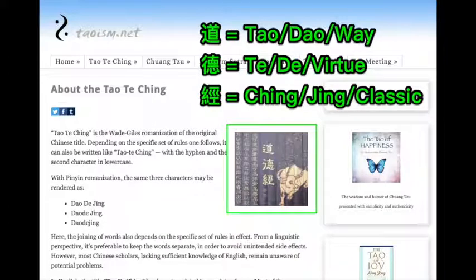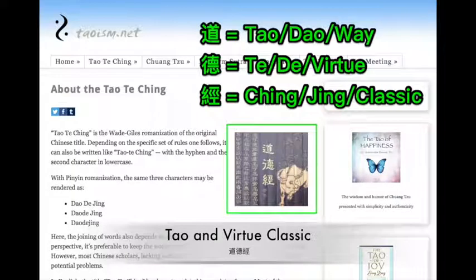Now, what happens when you combine the two halves together? You get Dao De Jing. Now you know the real translation. The real translation of the Dao De Jing is the Tao and Virtue Classic. That's it. That's all it means. That is the most accurate translation imaginable.